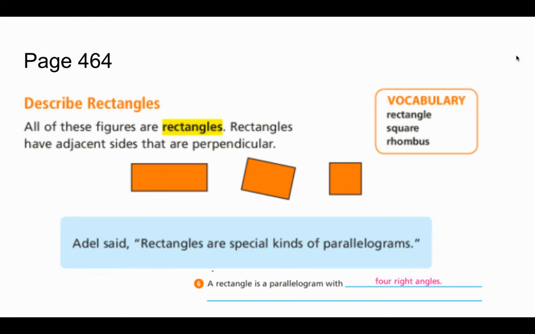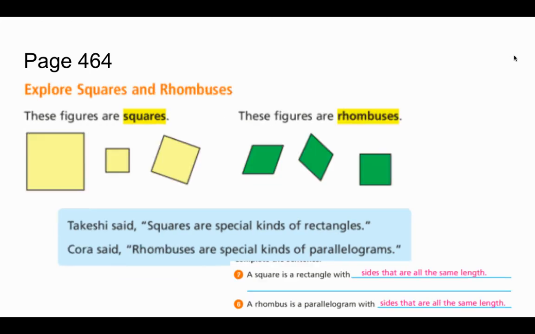The other 2 words we're going to focus on are square and rhombus. So let's explore squares and rhombuses. The yellow figures are squares. The green figures are rhombuses. Takashi said, squares are special kinds of rectangles. Are squares rectangles? Yes, they are, because they're parallelograms and they have right angles. Their sides are all the same length, though. That's what makes them special.